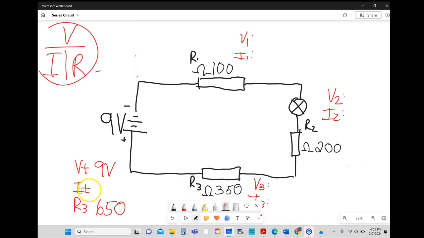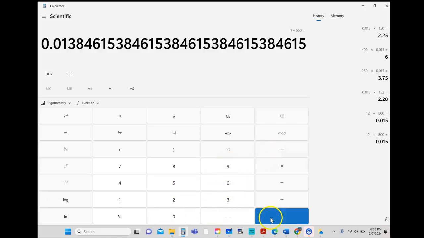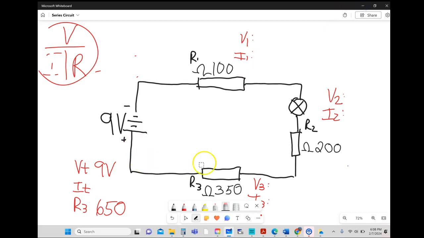All right, to solve for I, just cover it up, pretend that it's not there, right? What kind of problem? V divided by R. And so what does that look like? That is 9 divided by 650 equals, oh my goodness, crazy number, right? So we want 3 digits, guys, so that'll be 0.014. We'll round it up right there. So we bring that in. Go ahead and put that in, 0.014.